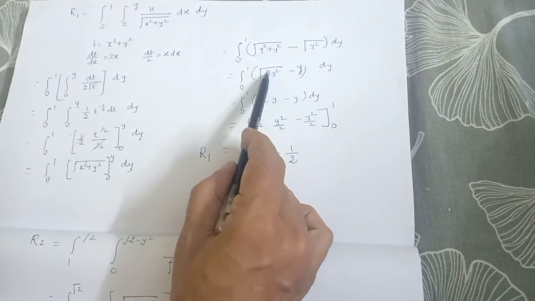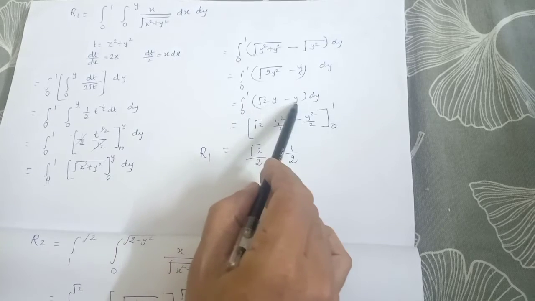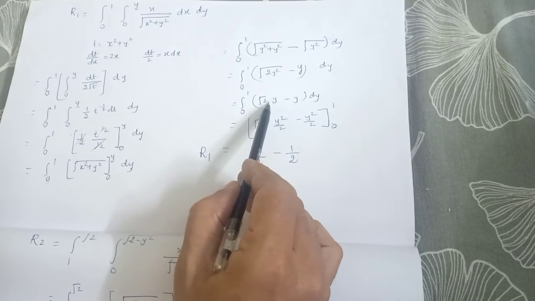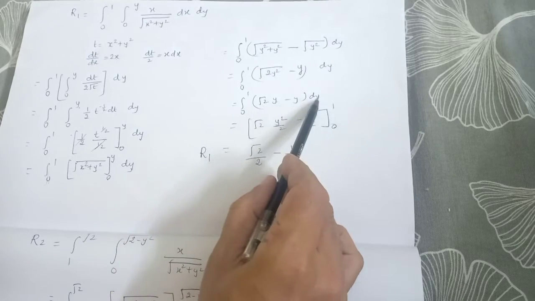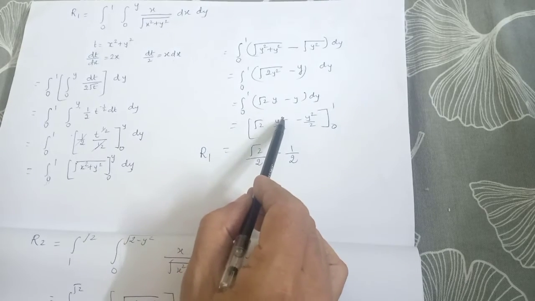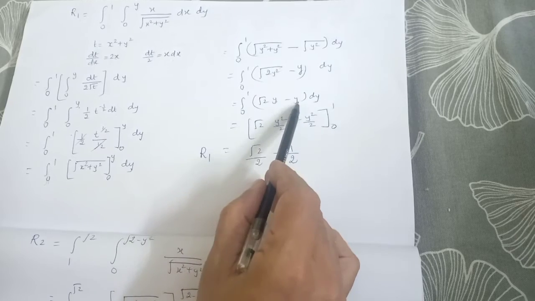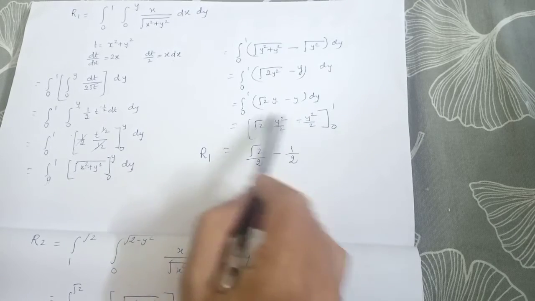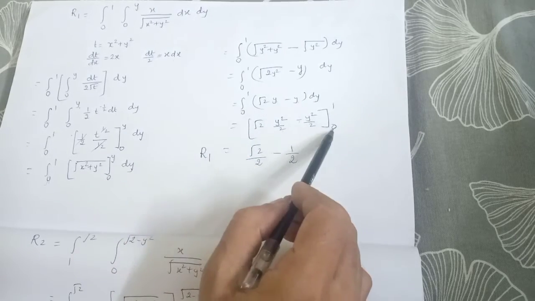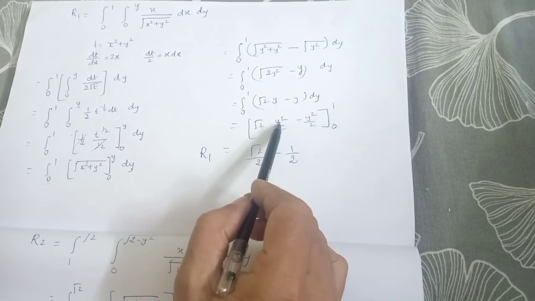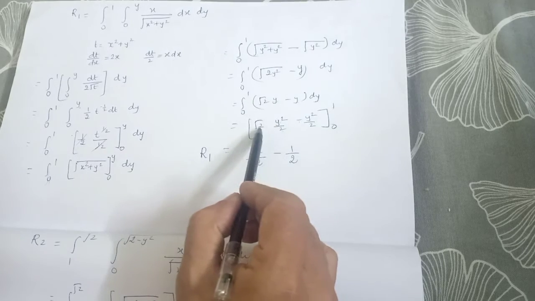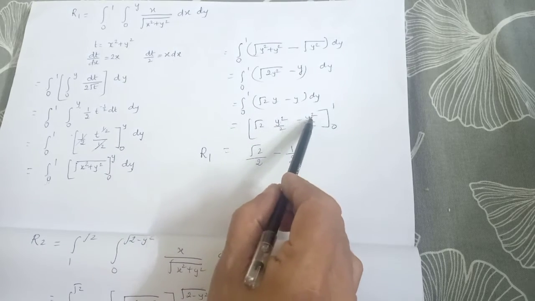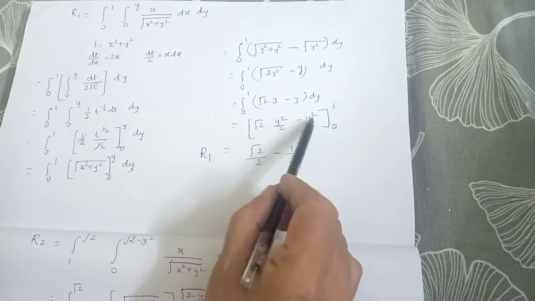Root 2 y, the square root cancels, root 2 y minus y, dy. Root 2 y, integration of y dy is y square by 2, minus y dy is y square by 2. Limit is 0 to 1. Upper limit 1, substitute 1 instead of y. Root 2 times 1 by 2 minus 1 by 2, so root 2 by 2 minus 1 by 2.